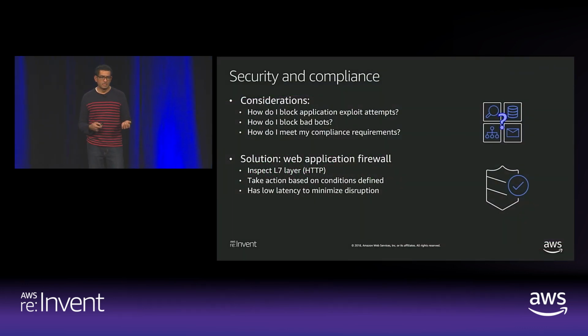So from a security perspective, some of the things you want to think about is, how do you block application exploits, people who are trying to access things on your application that you don't want them to access, bad bots, and how do you meet your compliance requirements that may be specific to your organization and that you need to adhere to. So a common solution for these considerations is using a web application firewall. A web application firewall can inspect the HTTP or the layer 7 traffic that's directed at your application, and then take action based on rules that you may define or conditions that you specify.